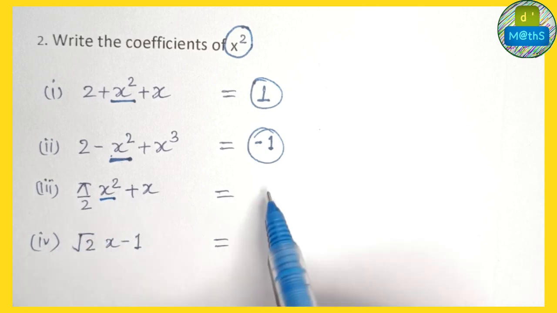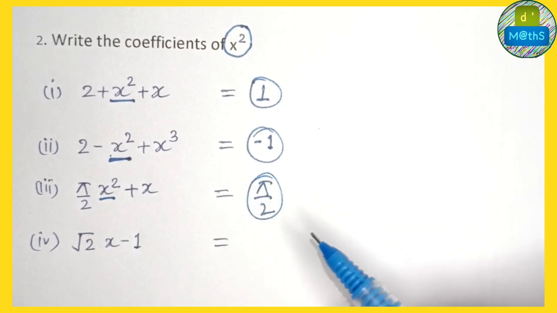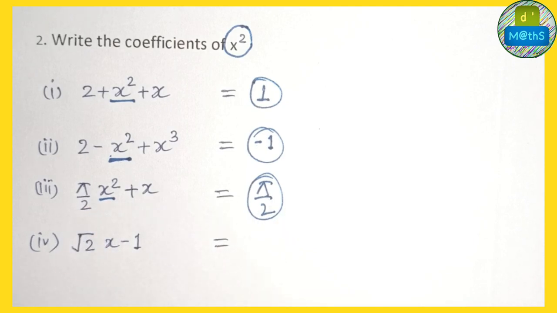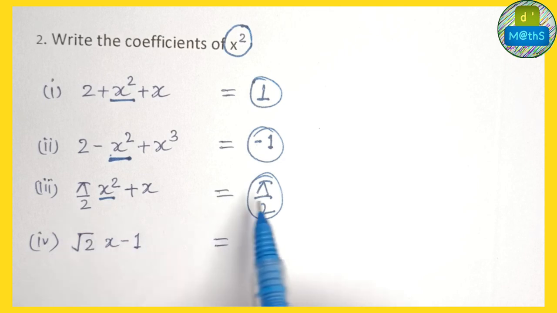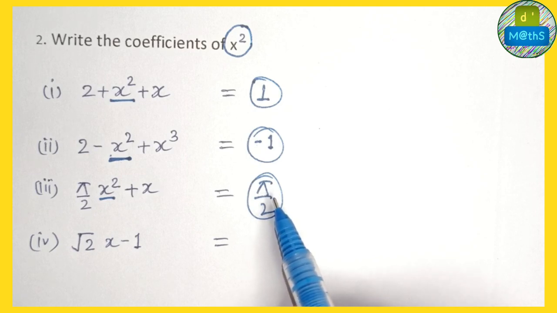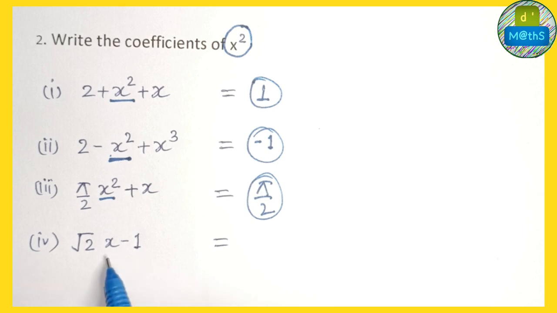Now moving to your third question. The x square variable has a coefficient pi by 2. So don't get confused by pi by 2. Pi by 2 is a constant term because pi has a fixed value, that is 3.14. So pi is a fixed value and hence pi by 2 is your coefficient of x square. I hope you understood.